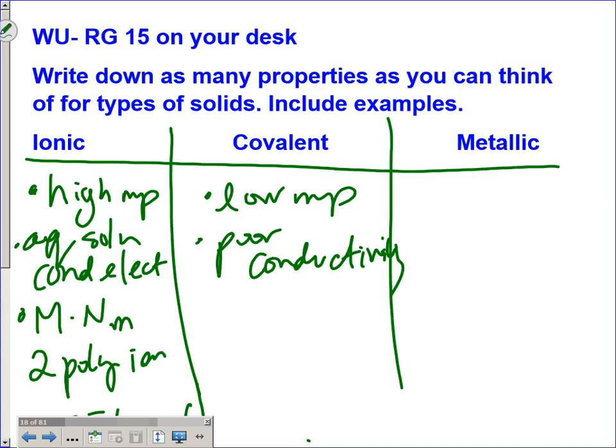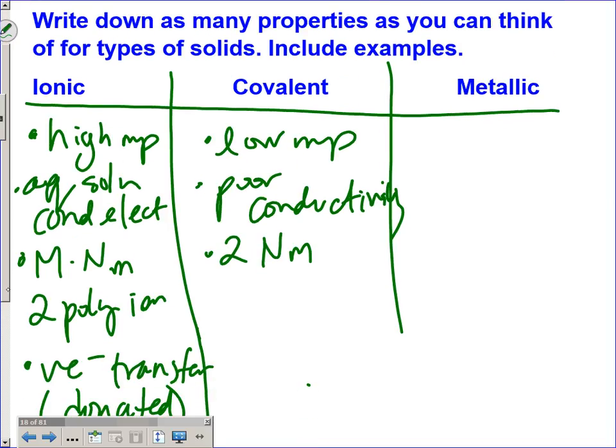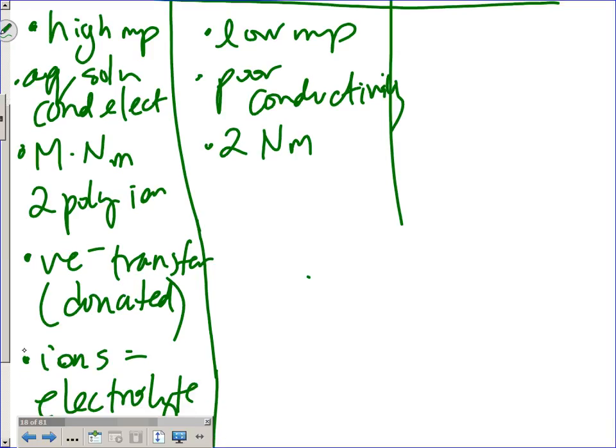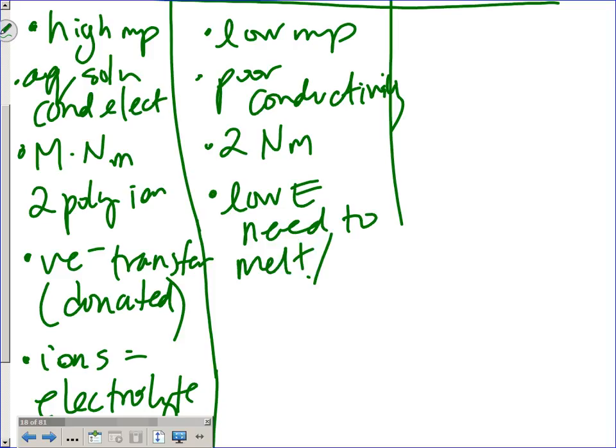Margaret's group? Two nonmetals, usually together. Great. Nick's group? Low conductivity. We already said that. Low diffusion and vaporization. Okay, so low energy needed to melt or vaporize. That really connects to low melting point or low boiling point. So I might come back to you guys, ask for another one in a second.